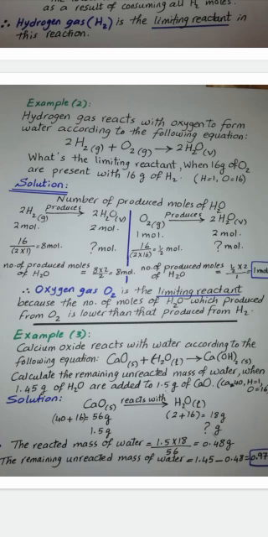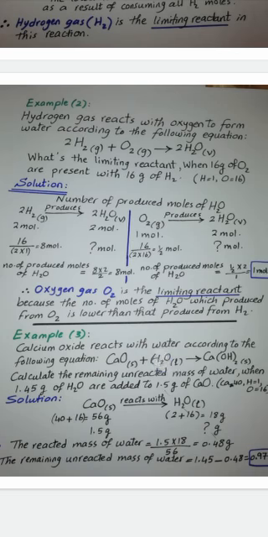And in the second step, subtract the reacted mass of water, 0.48, from the total mass of water, 1.45, to find the unreacted mass of water, and the result will be 0.98 gram. Now you can answer worksheet 4.